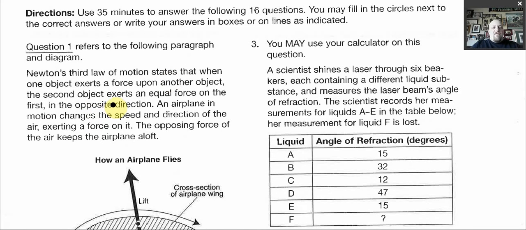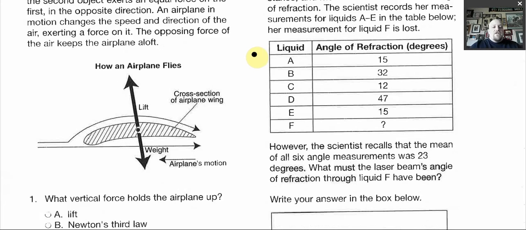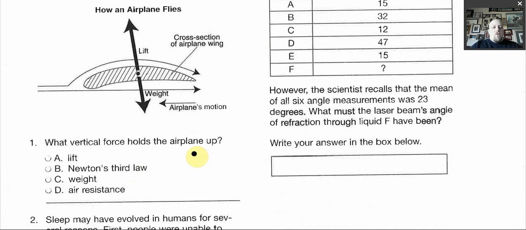Newton's third law of motion states that when one object exerts force upon another object, the second object exerts an equal force on the first in the opposite direction. You may have heard that before: every action has an equal and opposite reaction. So if you push on something, there's going to be a push back against it. An airplane in motion changes the speed and direction of the air, exerting a force on it. The opposing force of the air keeps the airplane aloft. So, what vertical force holds the airplane up?